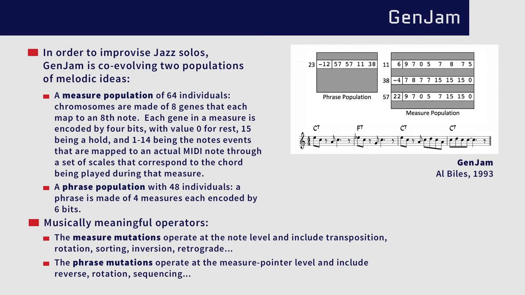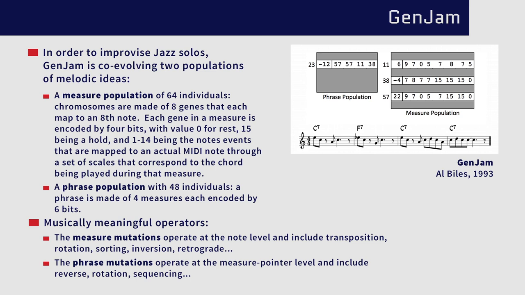GenJam, which stands for Genetic Jammer, was likely the first musical agent powered by evolutionary computation. Initially developed in 1993 by Al Biles, GenJam is an interactive genetic algorithm that learns to improvise jazz solos. It has played with its creator all around the world and has gotten a fair bit of attention. In a jazz jam session, the soloist typically either plays a full solo alone or will trade solos by alternating with another player, typically every 4, 8, or 16 bars.